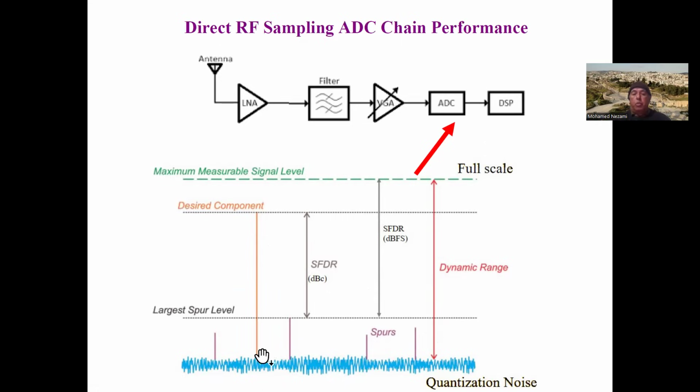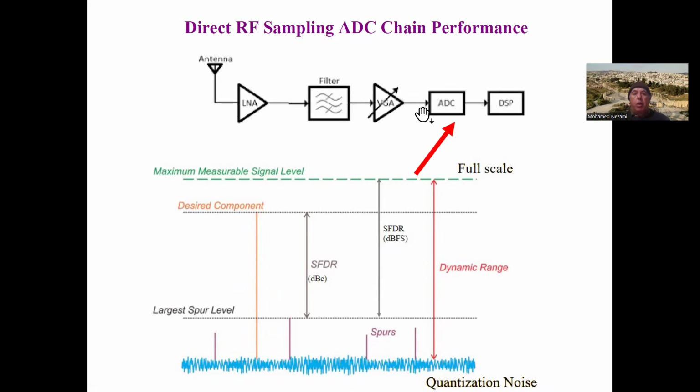Now, of course, that can be defined relative to the full scale or relative to the carrier level, in this case, which is the desired component in here. So far, we haven't talked about any issues like harmonics or interleaver spurs. So this is just the standard classical ADC dynamic performance.